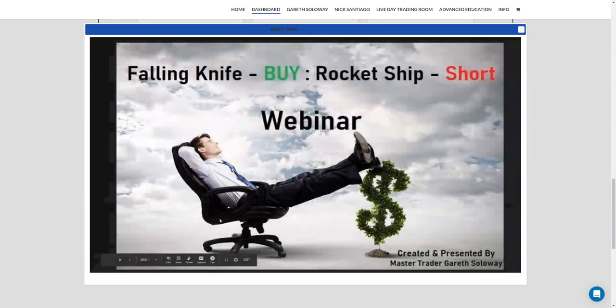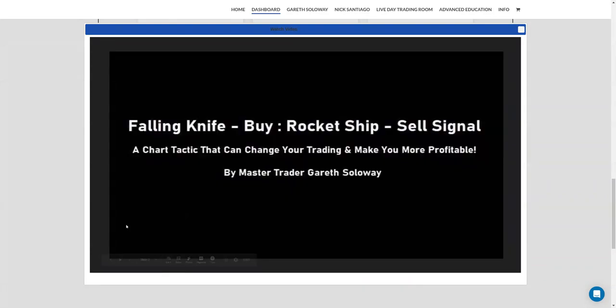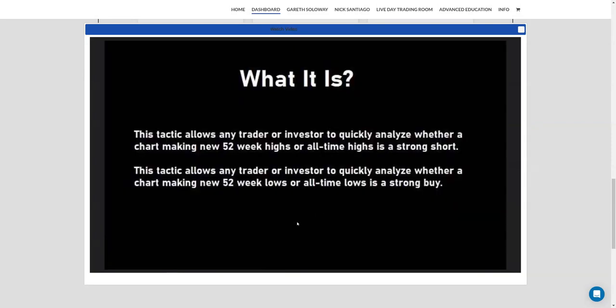Okay, so let's get this party started here, and let's get right into it. Falling knife buy, rocketship sell signal. It's a chart tactic that can change your trading and make you more profitable, which is ultimately our goal, even for me, being a trader for as long as I've been a trader. I'm always looking for new tactics that can improve my win rate even above what it already is. Let's go into what it is.